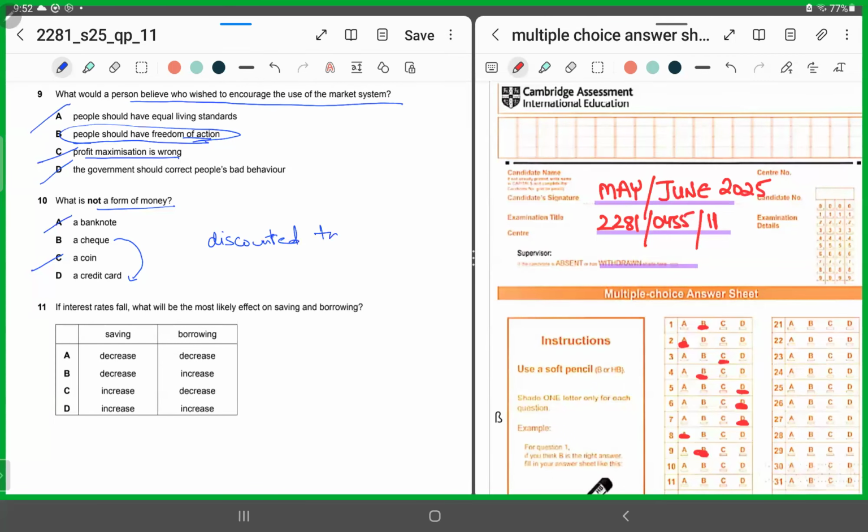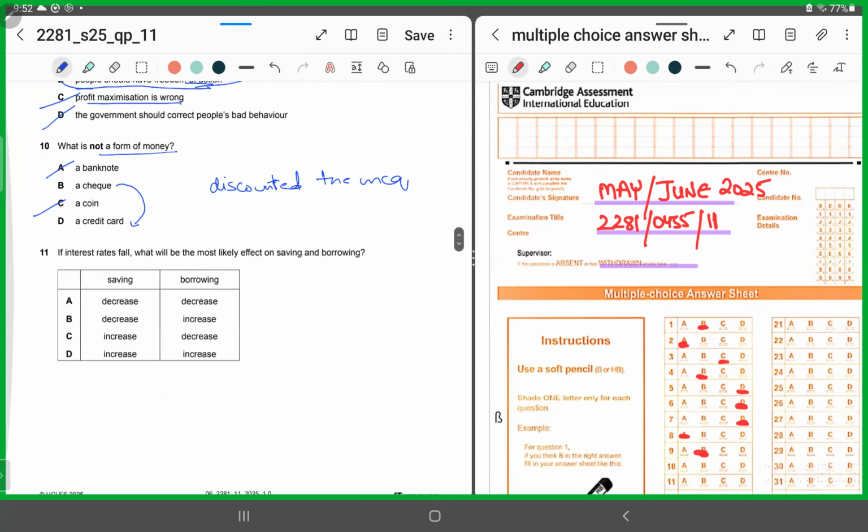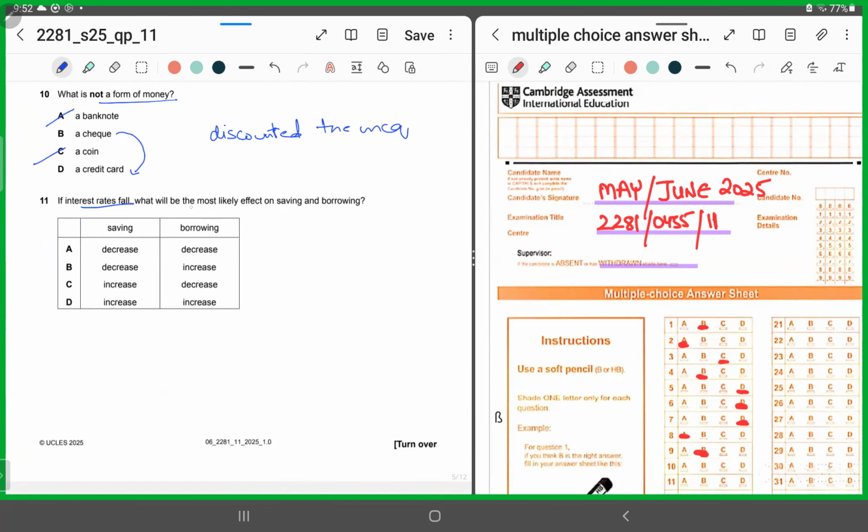Alright, 11 says if interest rates fall, what will be the most likely effect on savings and borrowing? So if interest rates are falling, savings would be discouraged. Why? Because you are getting less returns. And borrowings would increase. Why? Because it's getting cheap, right? So the borrowing should increase.